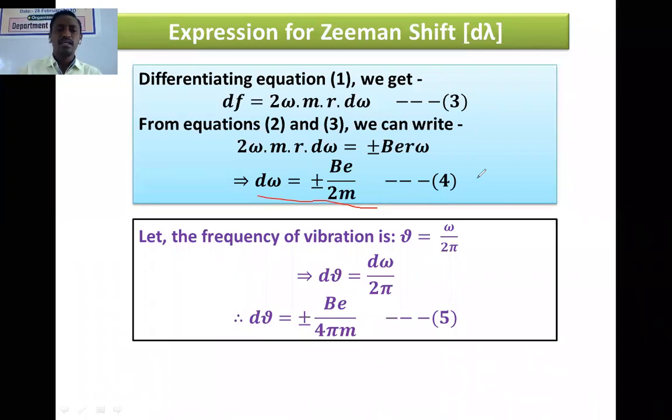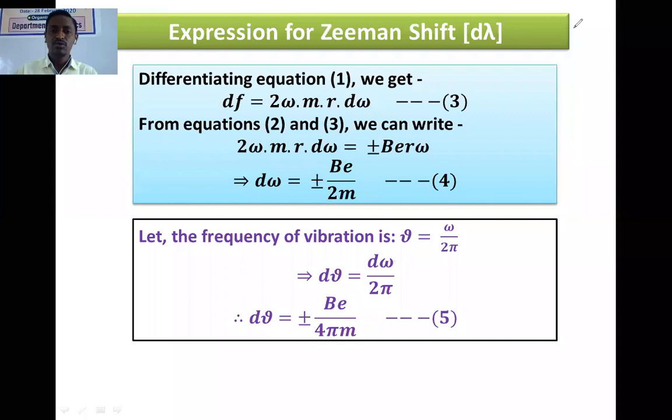Now we know the frequency of vibration, nu equals omega upon 2 pi. Again differentiate this equation, d nu equals d omega upon 2 pi. Substitute in equation number 4. The equation changes from d omega into d nu. So d nu equals plus or minus Be in the numerator as it is, and in the denominator put 2 pi and 2m, that is 4 pi m. So the equation for d nu will be d nu equals plus or minus Be upon 4 pi m. That is our equation number 5.